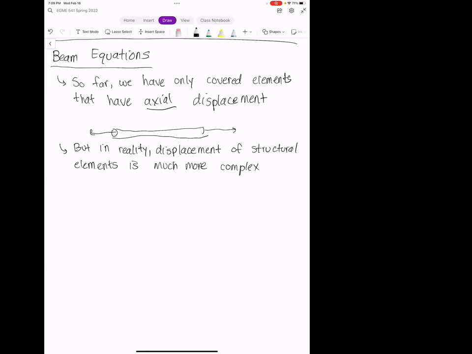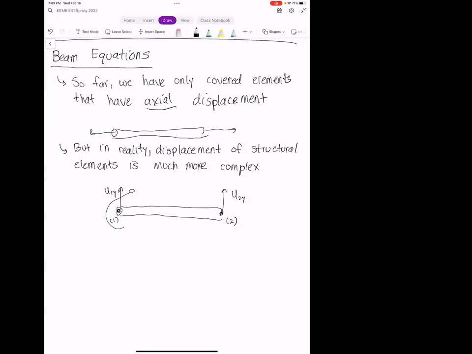We know that a slender structure like this can do a lot more than just displacing axially. For beams, we're going to cover two other displacements. If we have a node here at the end, in addition to axial displacement, it can displace in this direction. We call this node 1, and the node on the right node 2. The displacements we'll call U1y and U2y, which are perpendicular to the element.